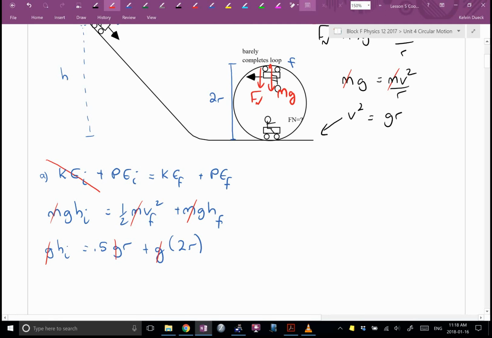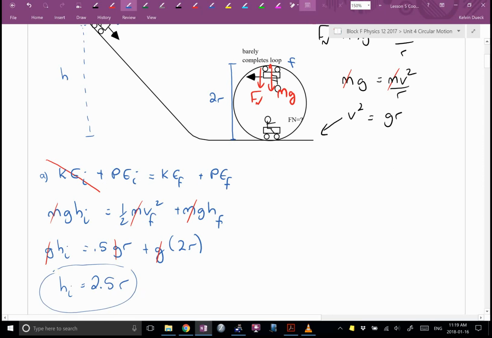But not only that, look at how ugly we started out with, how much work we've done. We get a clean answer. You know what your initial height has to be? 0.5R plus 2R. In your head, simplify. What is 0.5R plus 2R? Don't overcomplicate it. How about 2.5R?